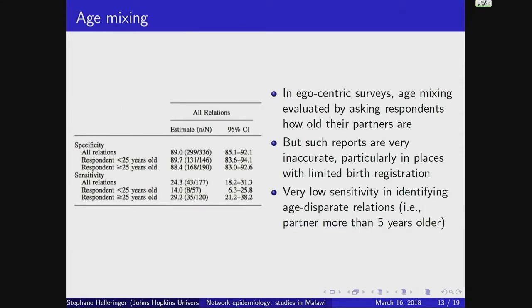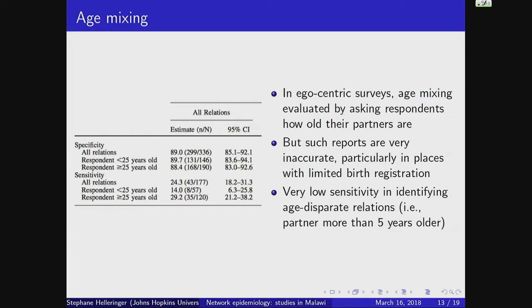And in terms of age mixing, same thing. In egocentric surveys, we evaluate age mixing by asking respondents to tell us how old their partners are. So that's a big issue in places where there's limited birth registration or knowledge of age in particular. And in Likoma, we could compare the age of the partner as reported by the respondent to the age that the partner reports himself or herself. And we found pretty good specificity, so a lot of those relations that were close in age.